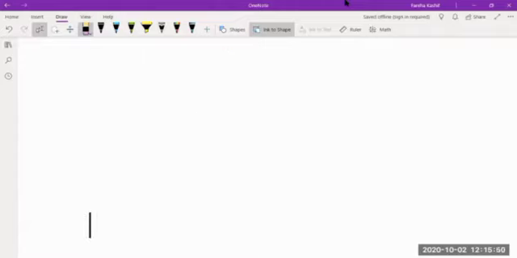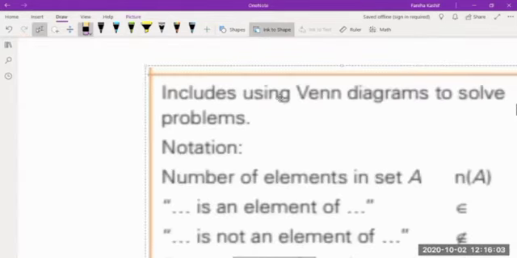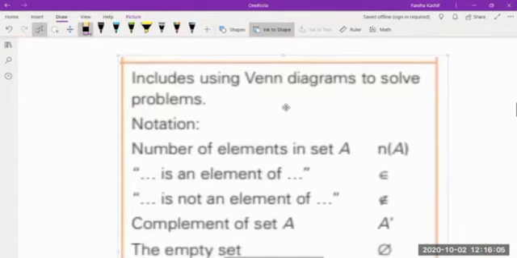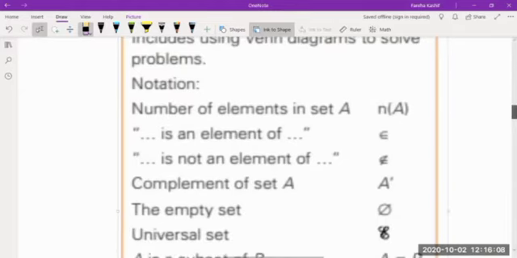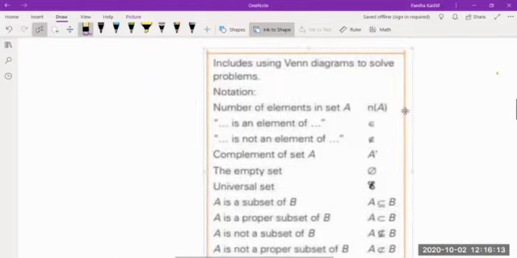Let's move on to the common terms that we use while we study sets. So here I have an image from the CIE syllabus, and let's see what that tells us. Firstly, they say, what is n(A)? n(A) means the number of elements in set A.